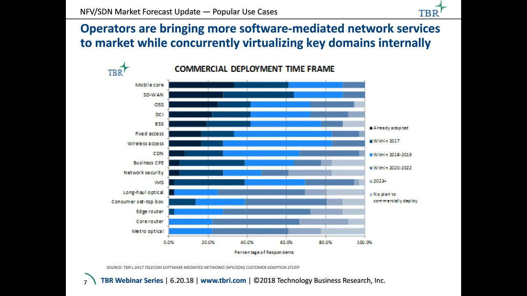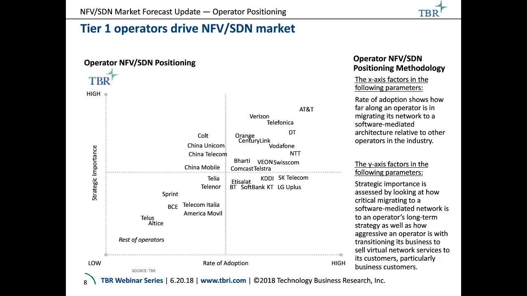So if we take this slide and the feedback we got from operators, what they told us, and we map that with the adoption curve, that helps us express some of the numbers. The third component that we layered into our forecast is how the operators are positioning and how far along they are in their transformation towards NFV SDN. So the operator names that you see on this slide are the names that are the furthest along in terms of their transformations towards software-mediated networking environments.